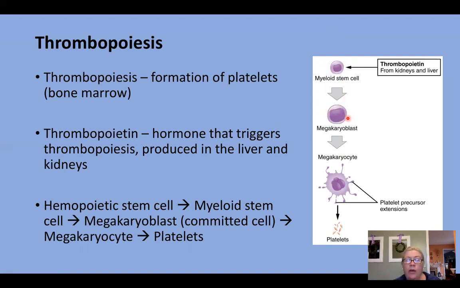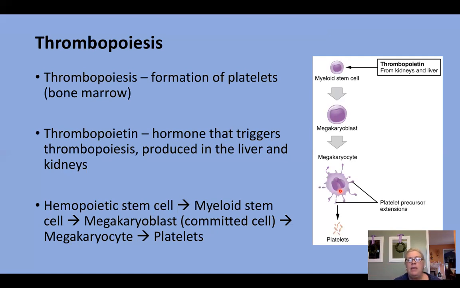So the megakaryoblast is going to be the committed cell. Once that myeloid stem cell becomes the megakaryoblast, it is destined to become a platelet. The megakaryoblast is then going to become the megakaryocyte. And what happens to the megakaryocyte is that it is going to undergo numerous rounds of mitosis, cellular division. And it's going to undergo this mitosis, but it's never going to undergo cytokinesis, which is the division of the cytoplasm. So the megakaryocyte is just going to get larger and larger, hence the name mega, because it's so large.